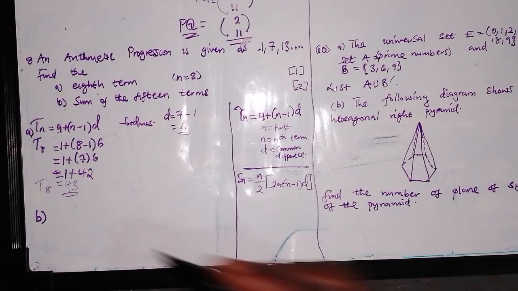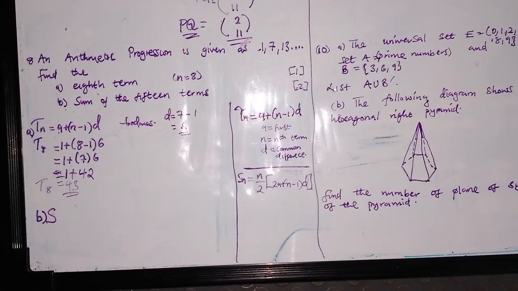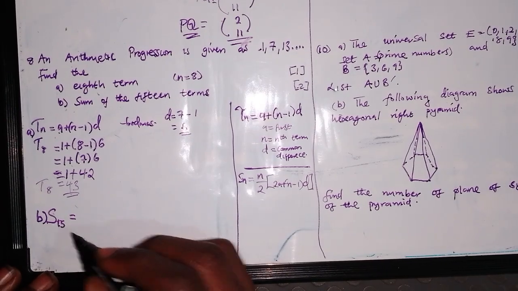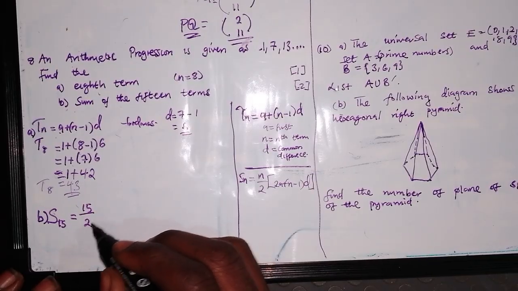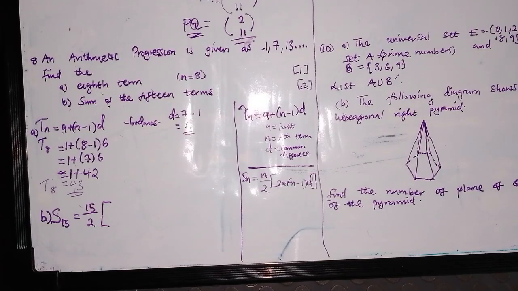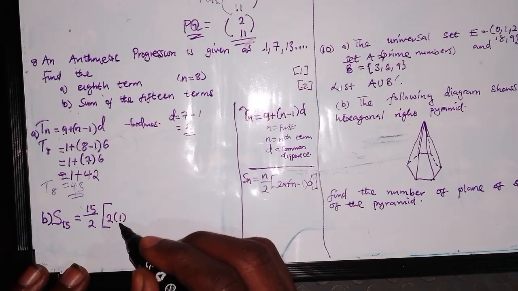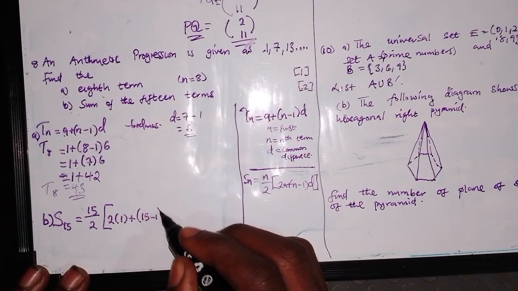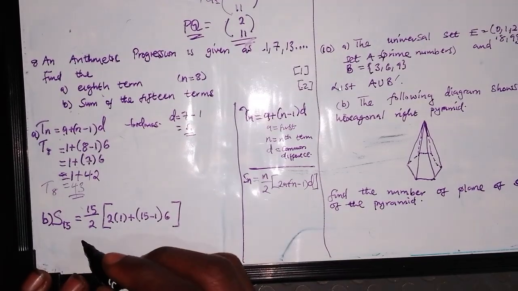So now you say the sum of, how many terms are we calculating for? 15. So we say the sum of 15th term is equal to n is what? 15 divided by 2. Then the next thing is 2. So we have 2. What is the first term? The first term is 1. Then plus, what is our n? 15 minus 1. What is our common difference? 6.